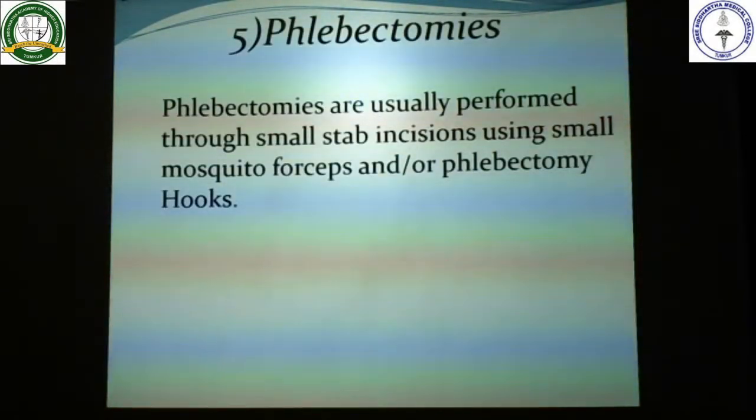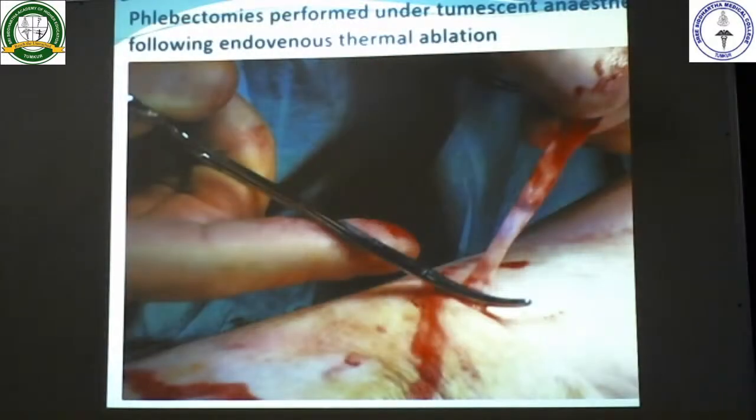Phlebectomy. Phlebectomy means removal of venous bunches. If there are bunches, you can remove them directly. This is the incision over the bunches, usually performed through a small stab incision using small mosquito forceps or phlebectomy tools. Okay, so this is where mosquito forceps are used and they will remove the vein.